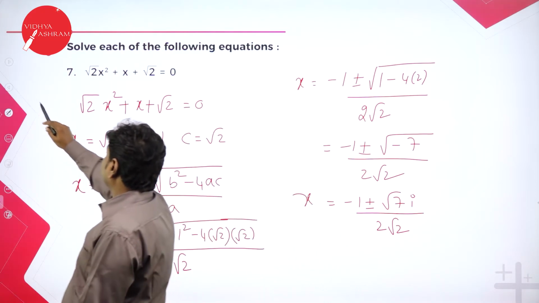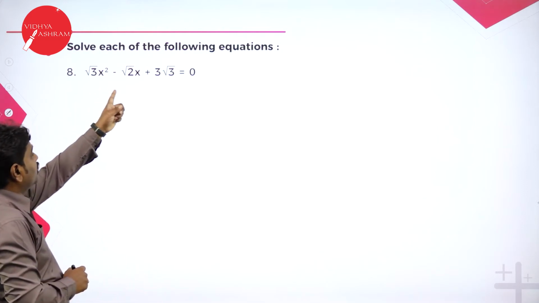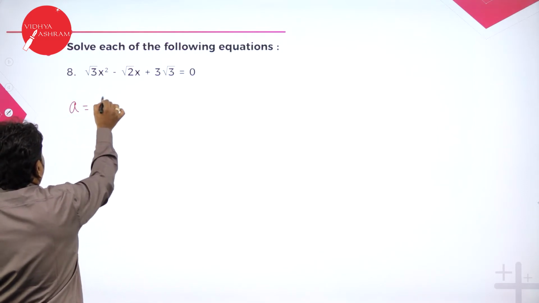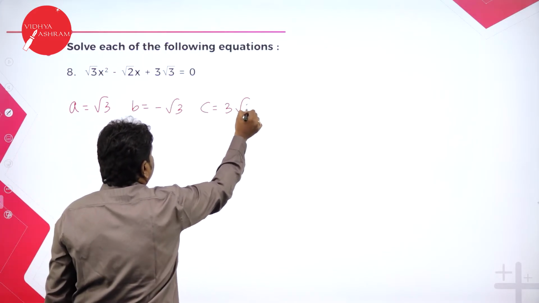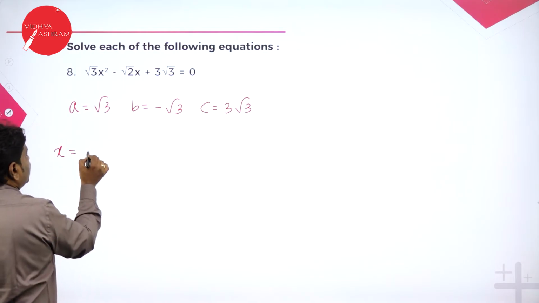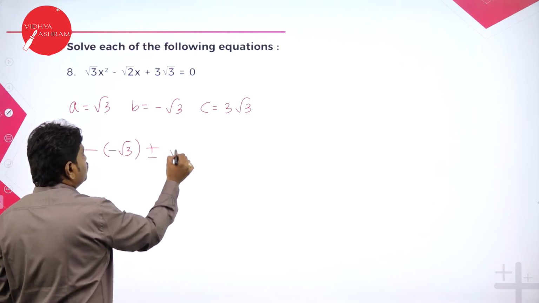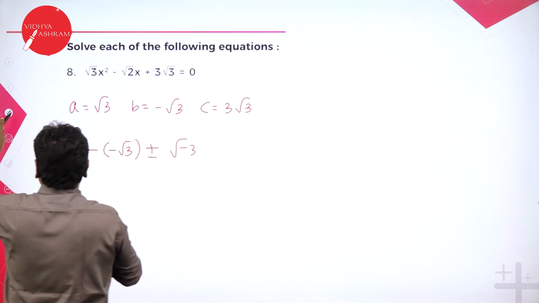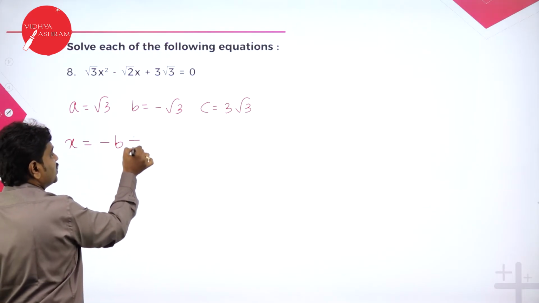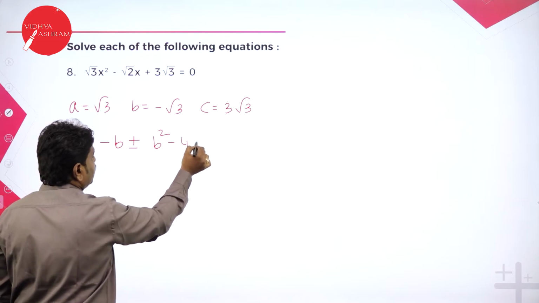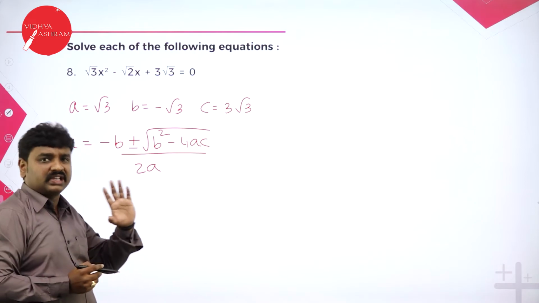Next, we have another problem, that is root 3 x square. So what is a? Root 3. What is b? Minus root 2. What is c? 3 root 3. So what is the formula? First let us write the formula. X is equal to minus b plus or minus root of b square minus 4ac, divided by 2a. Substitute in the formula to get the answer.